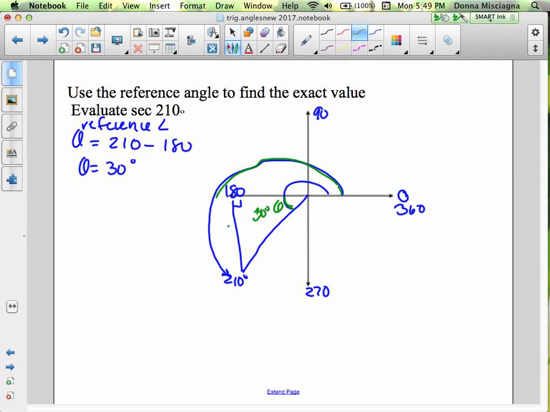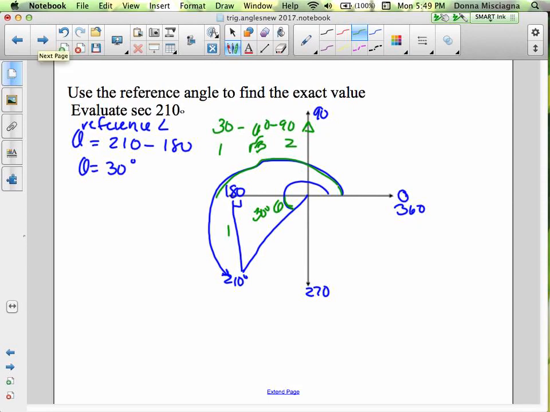Right, we know opposite 30 degrees. This is again a 30, 60, 90 triangle, so this is 1, square root of 3, and 2. Oh, that looks so lovely.